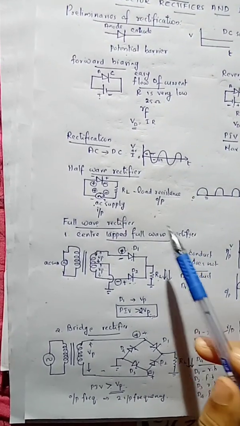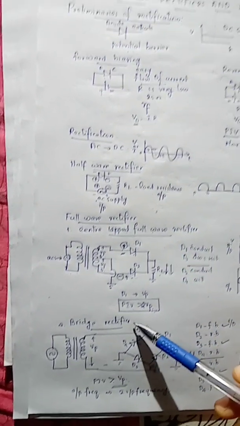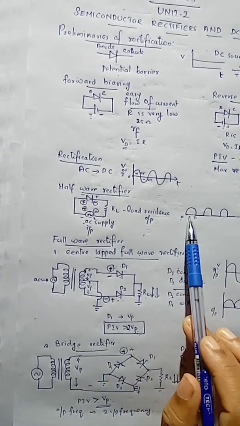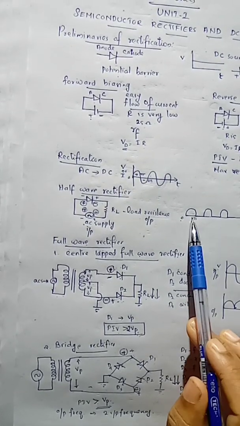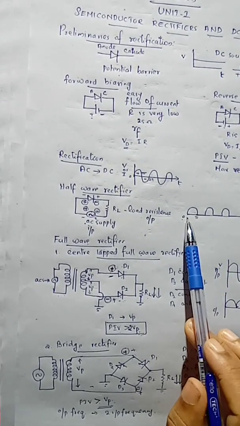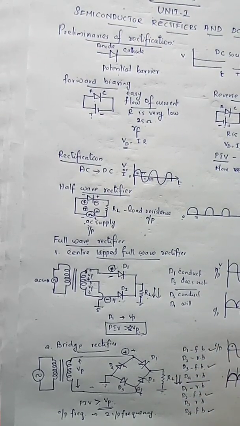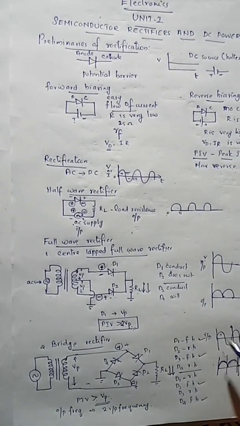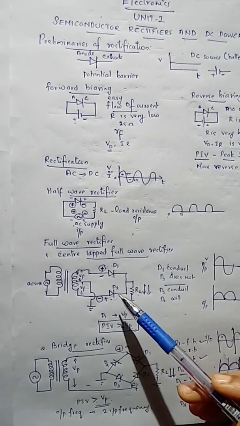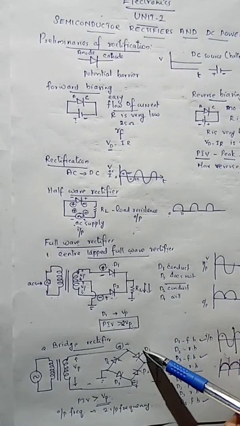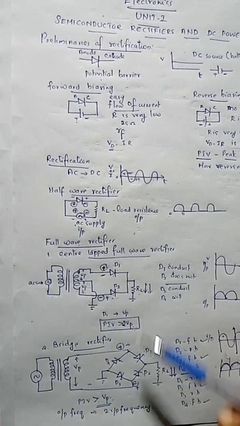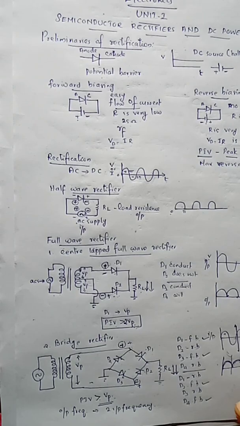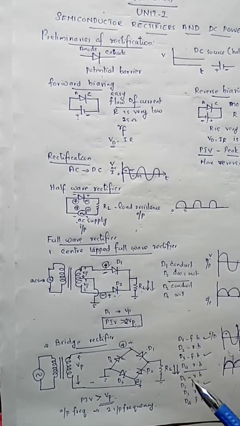We have 3 types of rectifiers: half wave rectifier, full wave rectifier, and bridge rectifier. The half wave rectifier conducts only for one half cycle, and the output will be very low, so there is a tendency for the efficiency to reduce in this case. In the other two cases it conducts for both half cycles, so the efficiency will be very high. There are certain advantages for the full wave rectifier and certain other advantages for the bridge rectifier, and certain disadvantages have been rectified in the bridge rectifier. So that is all about rectification.